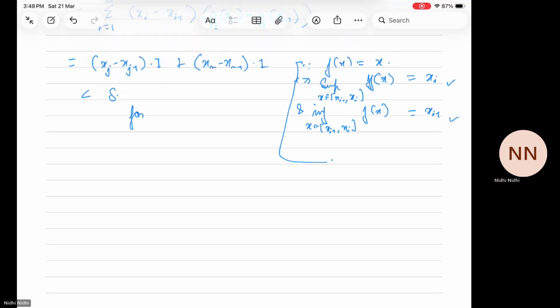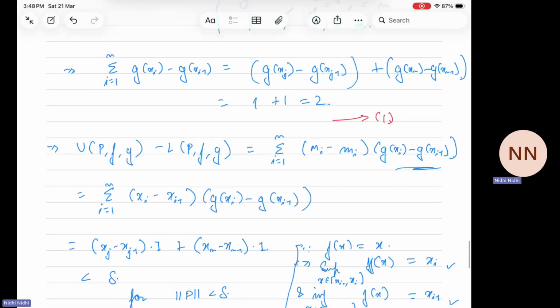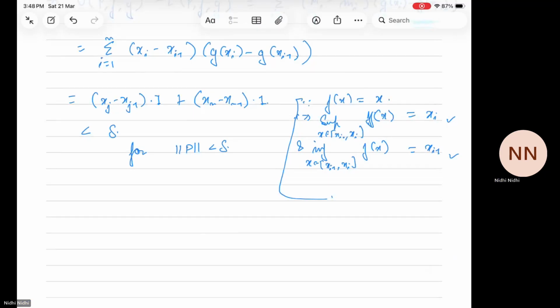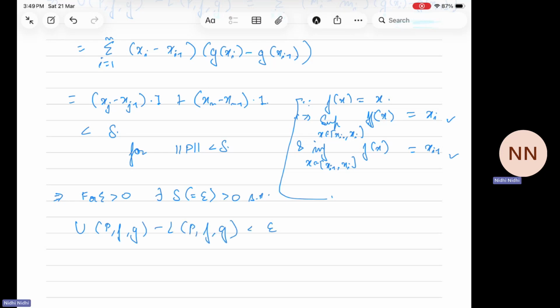Whenever norm P is less than delta, because obviously this is less than or equal to the sum and eventually the norm. So that means for epsilon positive, there exists delta, which is equal to epsilon positive, such that UPFG minus LPFG is less than epsilon whenever norm P is less than delta.